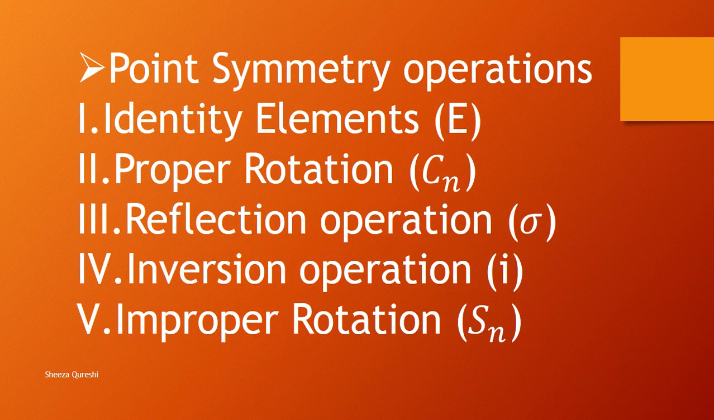Reflection operation: exchange of points through a plane to an opposite and equidistant point. Inversion operation: inversion is a reflection about a point. Improper rotation is rotation about an axis through some angle followed by a reflection in a plane.